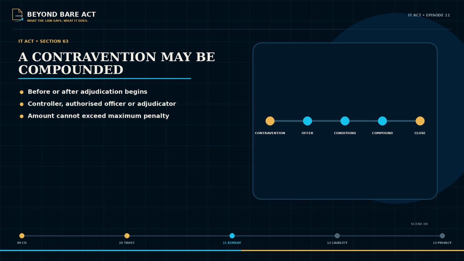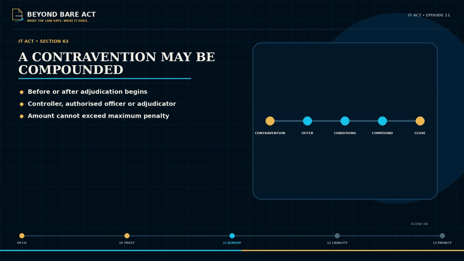Once the contravention is compounded, no proceeding or further proceeding is taken against the person for that contravention, but the route is not available where the person commits the same or a similar contravention within 3 years from the date on which the first contravention was compounded. A second or later contravention after that 3-year period is treated as a first contravention for this purpose.